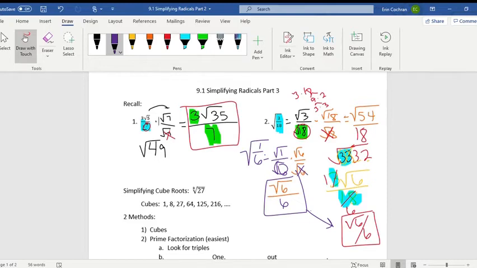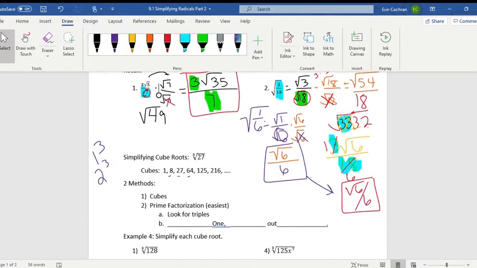All right, cube roots. Okay, so we've talked about cube roots back in chapter 6, okay? So a cube root, like our perfect cube, is 1 times 1 times 1. So 1 cubed is 1. Then 2 cubed, so 2 times 2 times 2 is 8. 3 times 3 times 3 is 27. 4 times 4 times 4 is 64, okay? So those are like your perfect cubes, okay?